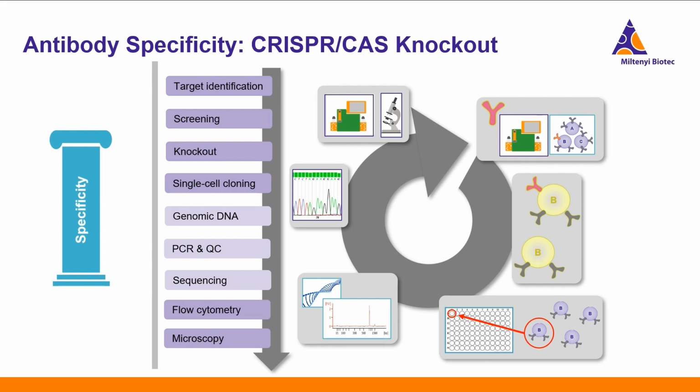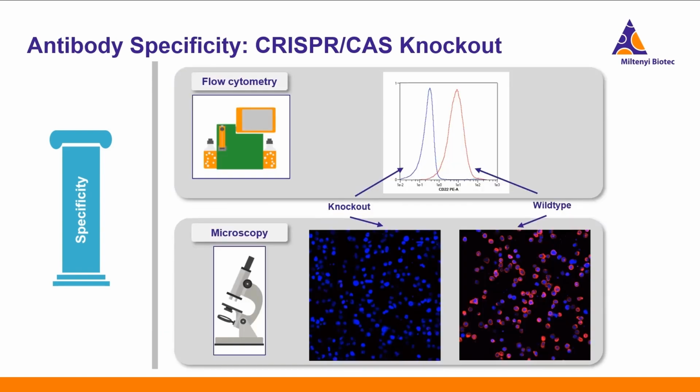The gold standard method for assessing antibody specificity involves generating a knockout of the target antigen. This approach allows us to confirm whether the antibody's binding is truly specific to the intended target. Following the generation of the knockout cell line, the next step involves staining the cells with the antibody of interest. We thoroughly characterize the stained cells using both flow cytometry and microscopy techniques. This comprehensive analysis allows us to confirm the specificity of the antibody by assessing its binding pattern and distribution within the cells.